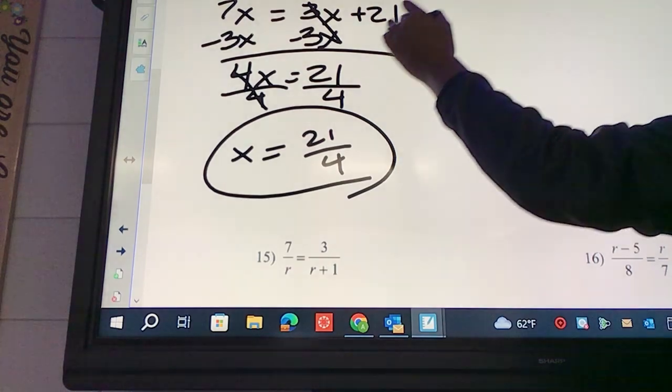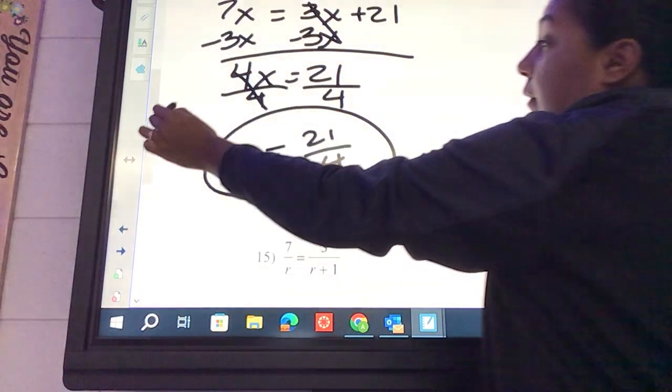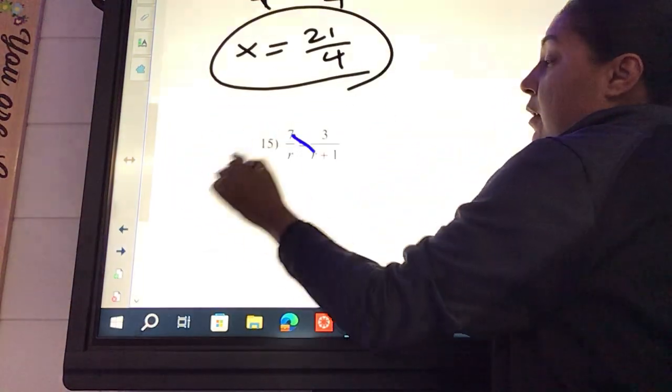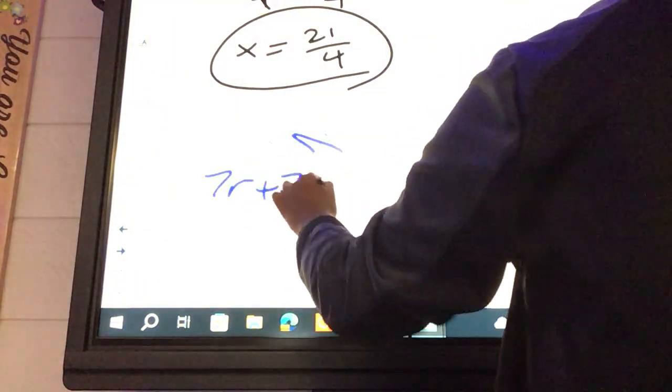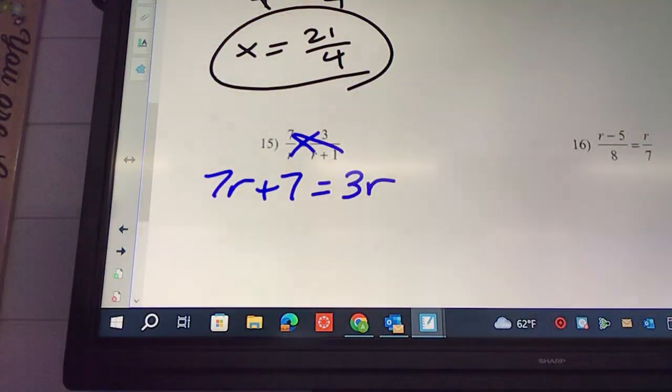Okay, so 15, I got 7 times r, 7r. 7 times 1 is 7, equals 3 times r. Okay, what needs moved? 7. Or no, which 7? 7r.